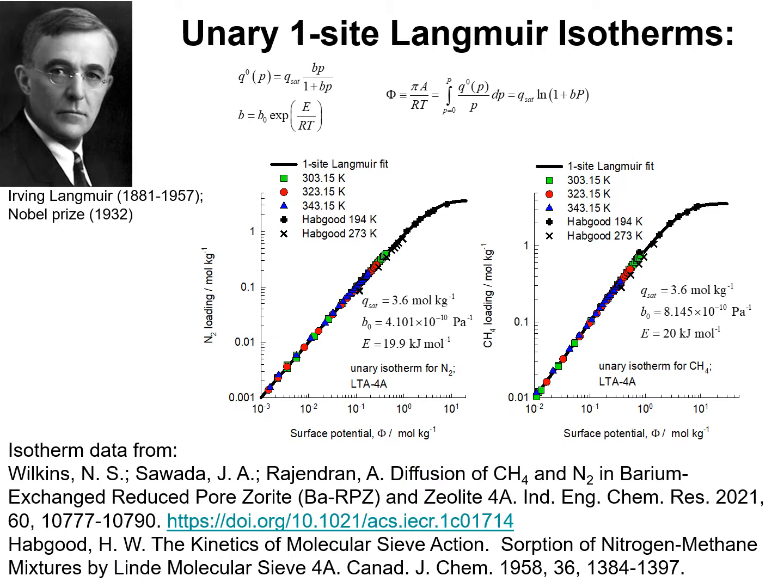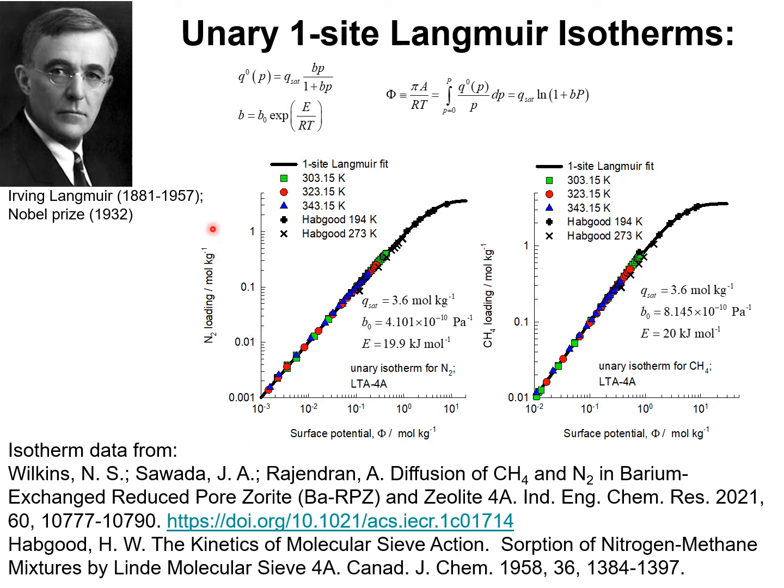For the determination of the mixture adsorption equilibrium between the bulk gas phase containing nitrogen and methane and the pores of LTA-4A zeolite, we need the unary isotherms. I show here the data on the unary isotherms for nitrogen and methane as published by Wilkins and Hapgood for a variety of temperatures ranging from 194 Kelvin to 343 Kelvin.